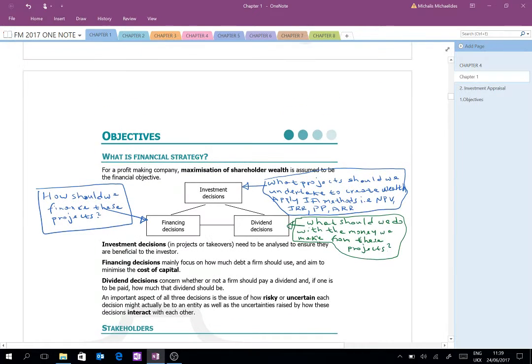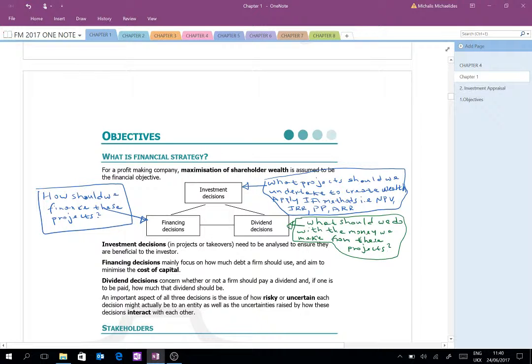So what is financial strategy? Now, financial strategy is concerned with the financial implications of the business strategy. Now, business strategy is concerned with how the business will achieve its objectives. And strategic planning addresses the long-term direction of the business.